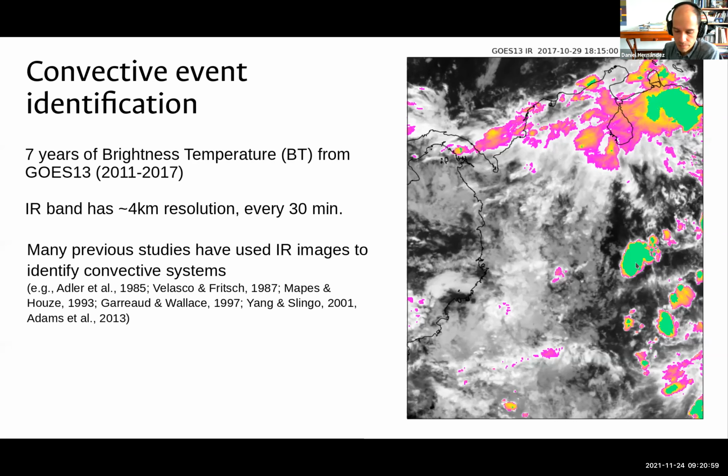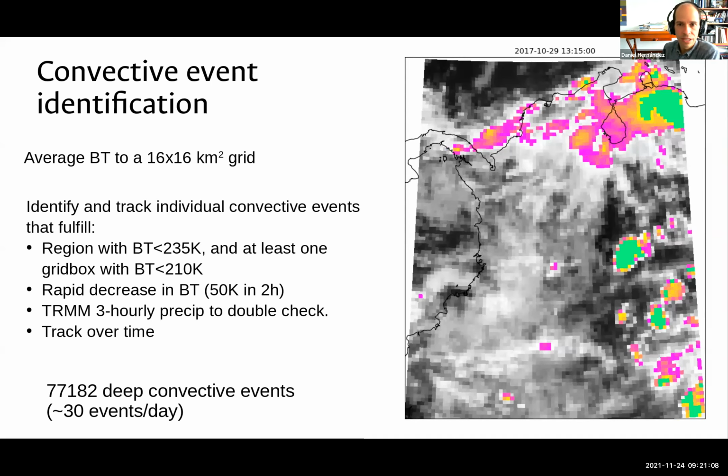Now, in order to really make this work, to identify these systems in an automatic way, you actually need to grid this data, to make averages over a larger grid, not just at 4-kilometer resolution, because that's probably too fine. You need to make it a bit coarser, also because you don't want too much noise in there. You don't want too many small scale features appearing when you identify the systems. So what I do is I grid the data to a 16 by 16 kilometer square grid. That means about 4 grid points on each side.